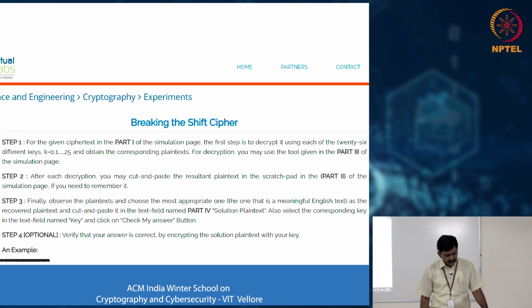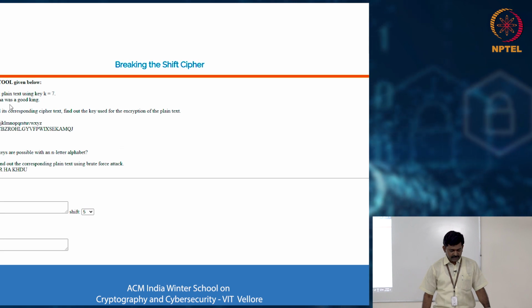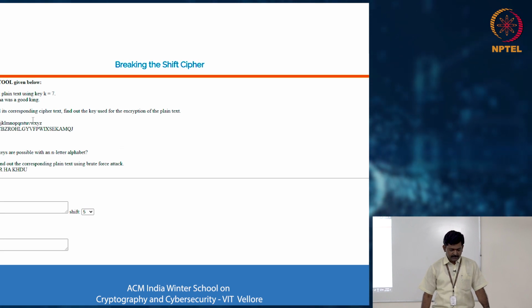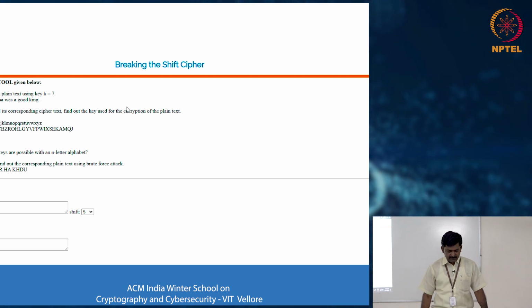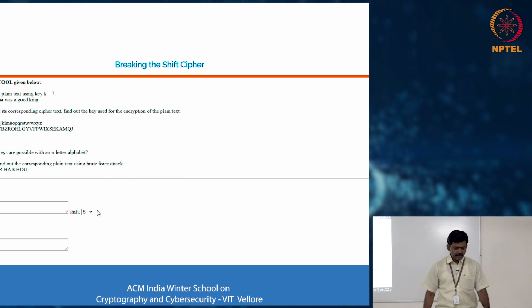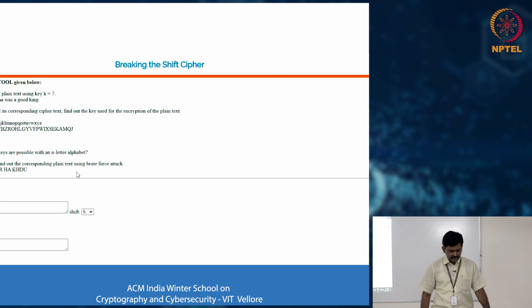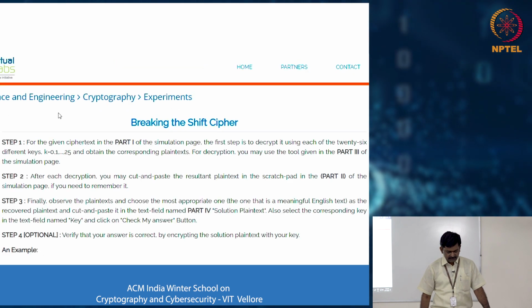Then what you do is go to the assignment. So you need to solve these problems. There are certain problems given. Of course, you can use this platform itself. You need not code again. That coding already our team has given. So you need to solve this. So you can go to this and break the shift cipher.